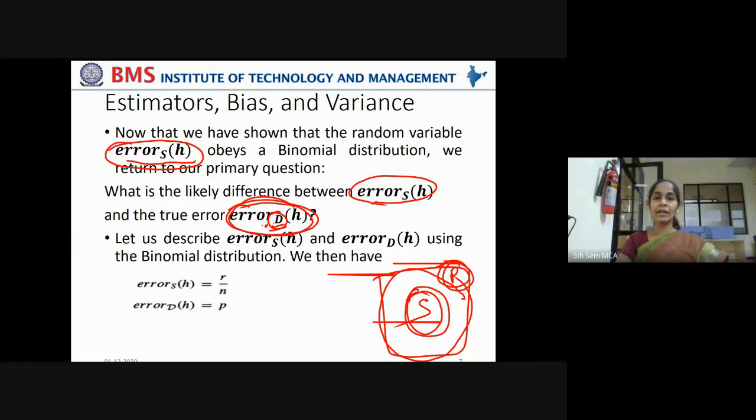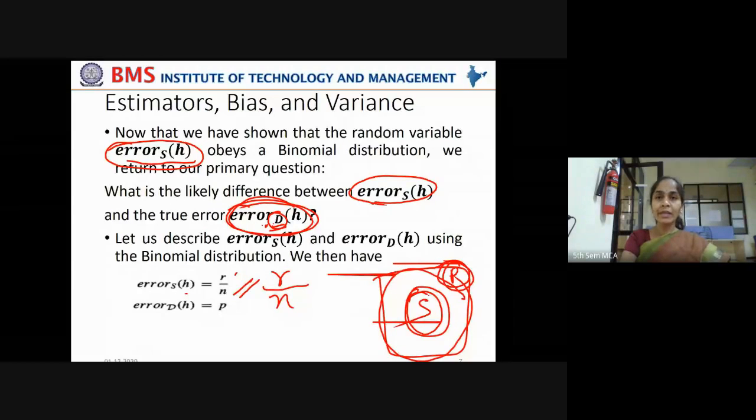So our question at hand is, what is the difference between sample error and the true error? That means, what is the difference between the model performing with the sample and with a new instance drawn from the larger population? That we are going to find out. Now let us describe error S of H and error D of H using the binomial distribution. What is the error S of H? It is the number of wrong predictions out of total data points n. So that is the error associated with the sample.